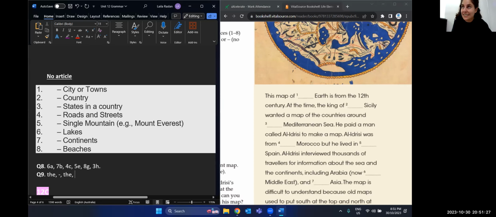around the Mediterranean Sea. See you tomorrow. Make sure you finish 12B.